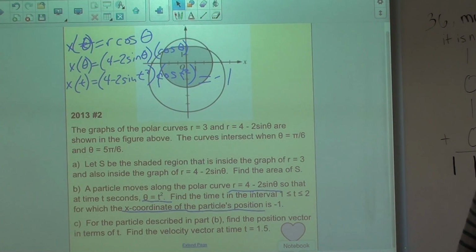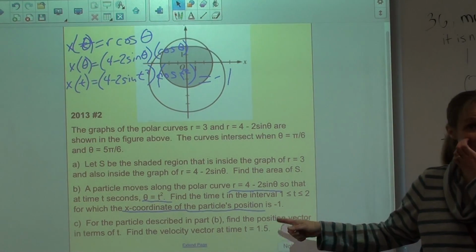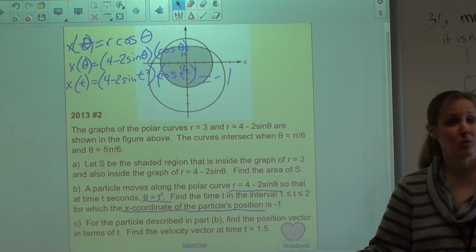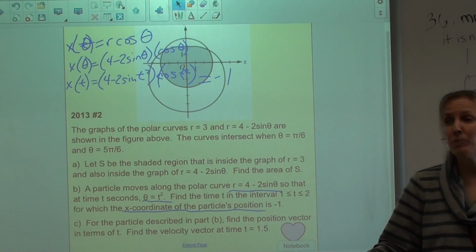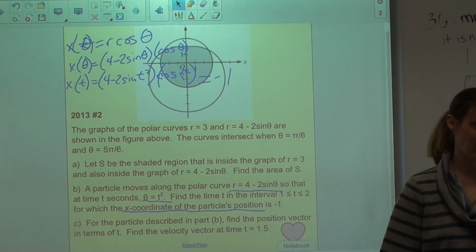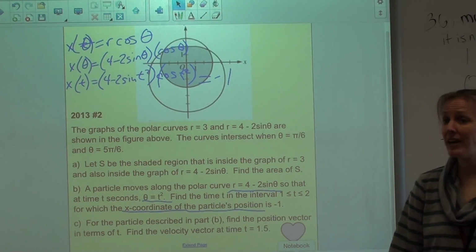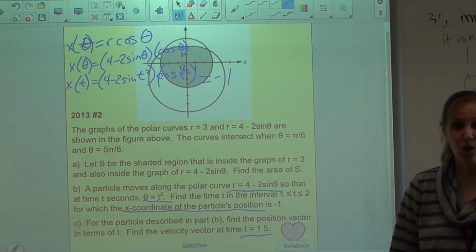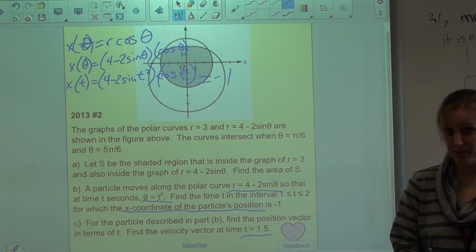Last part of the last question: find the velocity vector at time t equals 1.5. What you have written on your paper is the position vector. The velocity vector would be x prime of t, y prime of t, right? But you don't have to differentiate by hand because it didn't say find the velocity vector in terms of t. It said find the velocity vector at t equals 1.5. This you should do on your calculator.